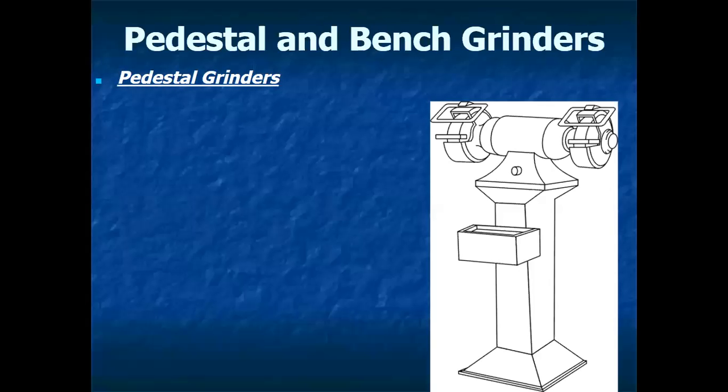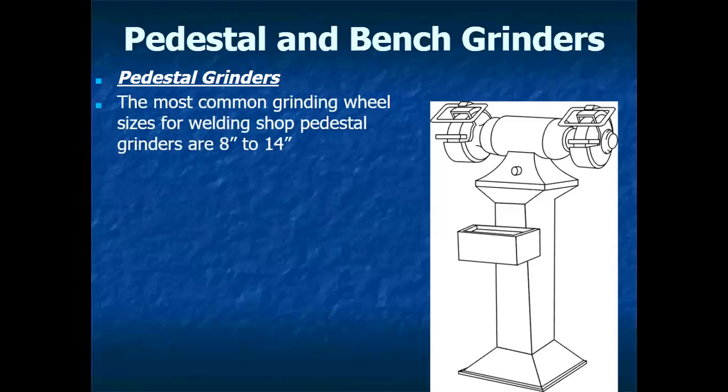All right, so here's a pedestal grinder. We have a few of these in the shop. We have them for grinding steel. We have them for grinding tungsten. We have one set up with buffing wheels on it to clean off our steel. But my main concern here is that the most common grinding wheel sizes for a shop or pedestal grinder are 8 to 14 inches.